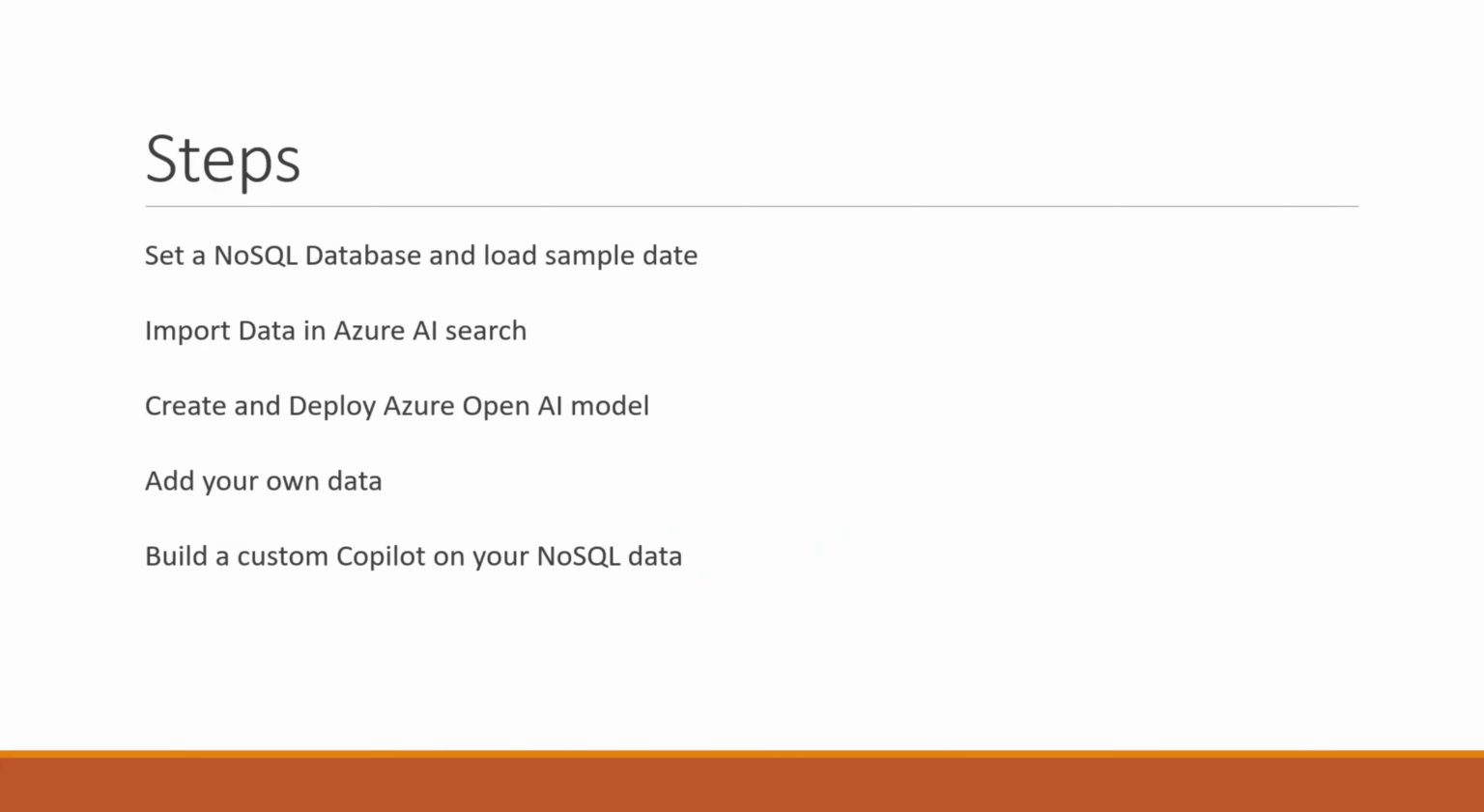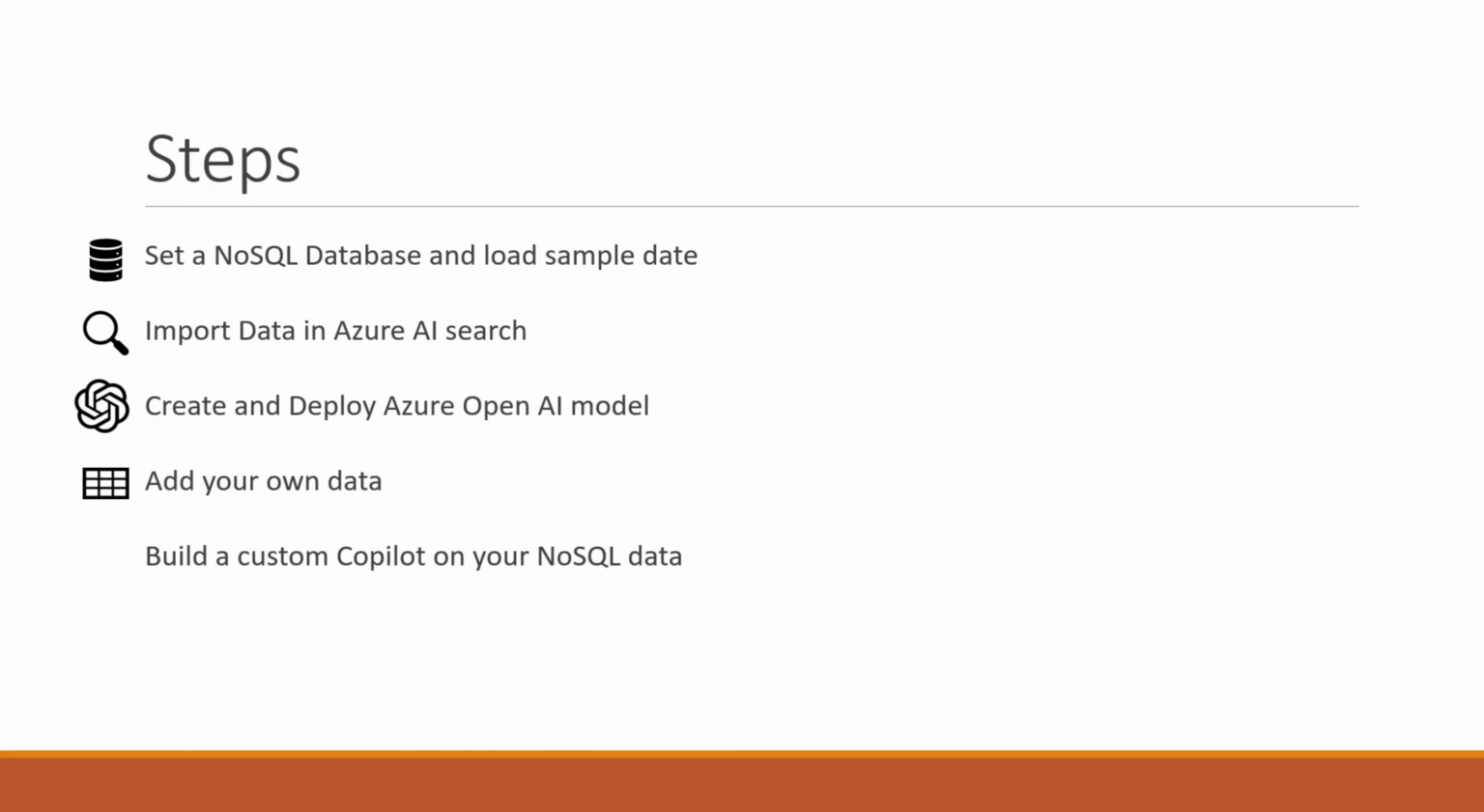To create this copilot, we will follow these steps. First, we will set up a NoSQL database to store our data efficiently, ensuring scalability and flexibility. Next, we will create an Azure AI search service and import our data into Azure AI search with advanced search and retrieval functionality. Then, we will create and deploy an Azure OpenAI model service with a model of our choice. For this particular demo, we are going to use GPT-4.